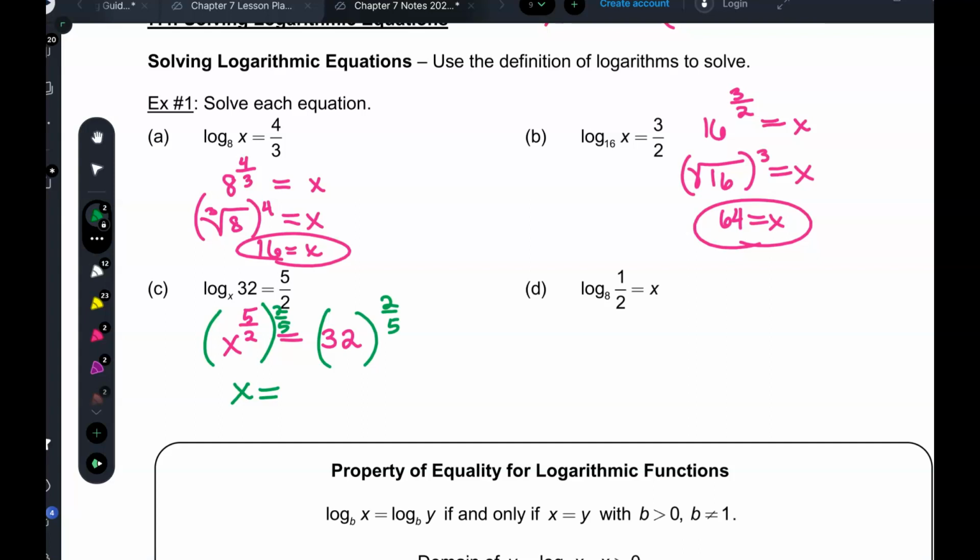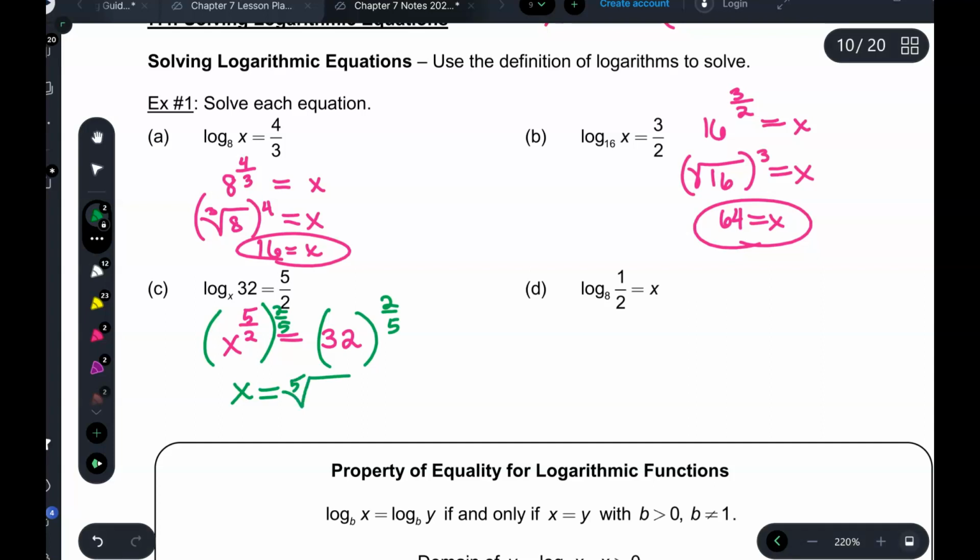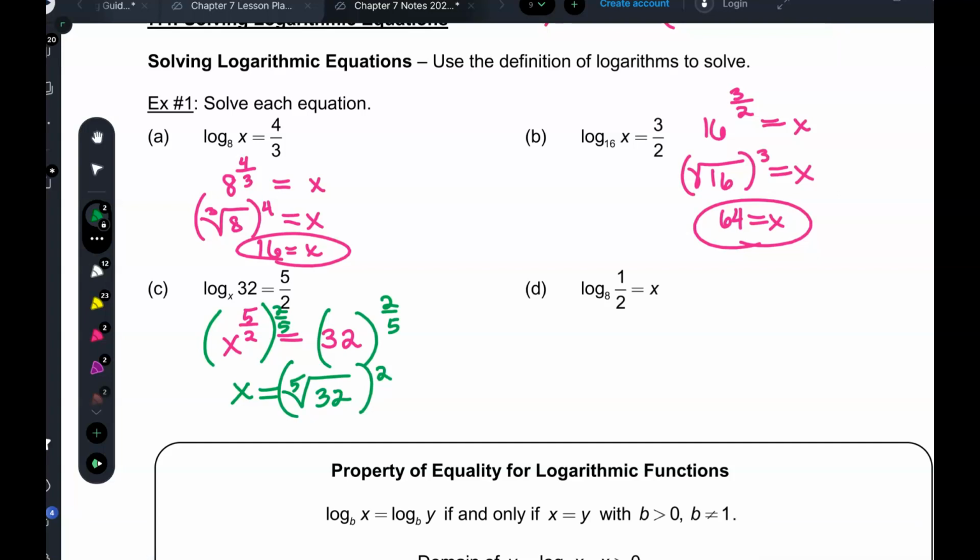Okay, so now we're just going to do the same thing. 5th root of 32, and then squared. The 5th root of 32 is 2, and then squared is 4.